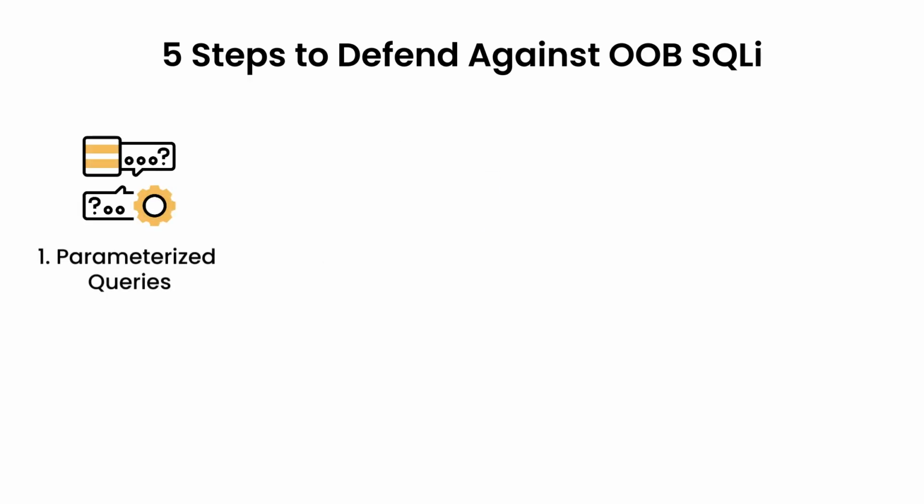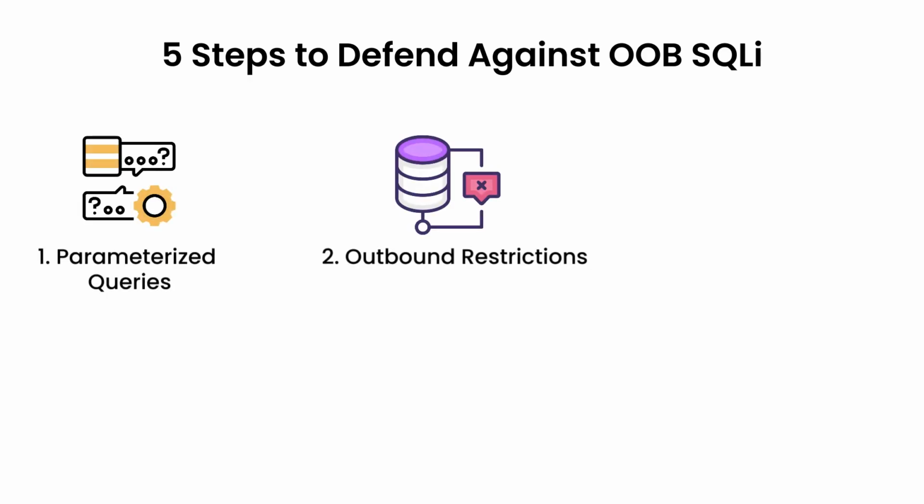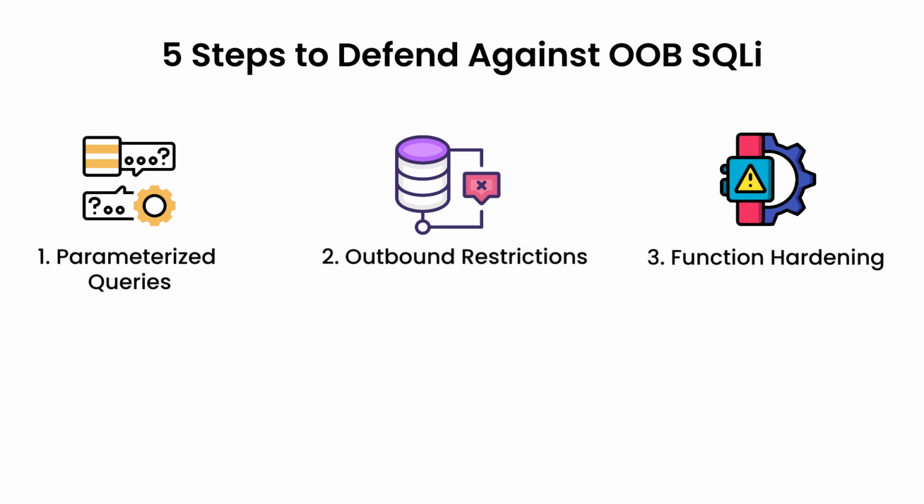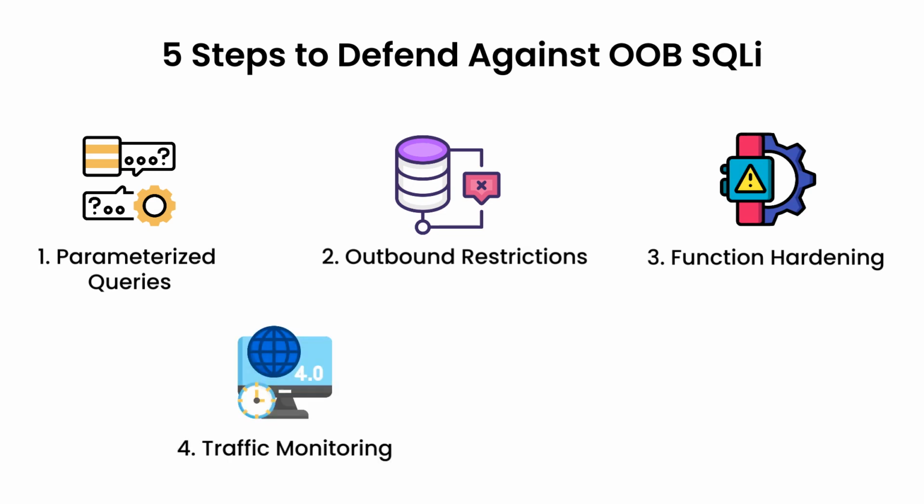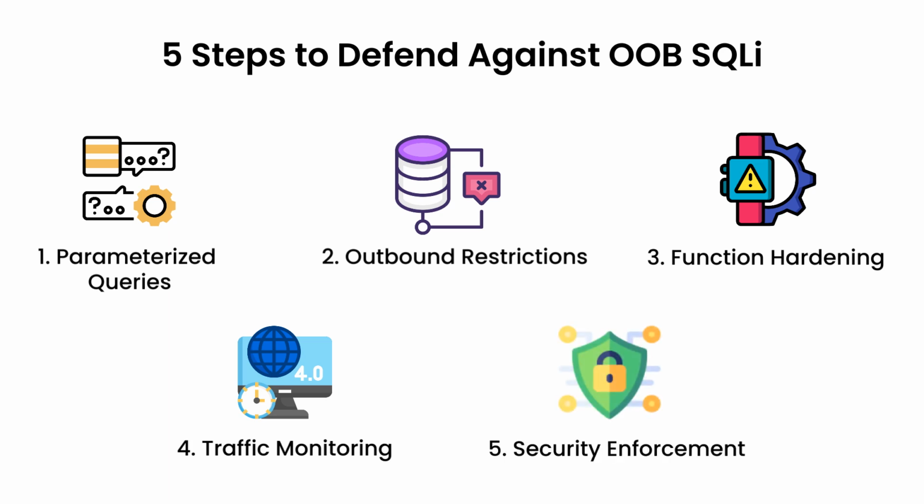To defend against out-of-band SQL injection, use parameterized queries, restrict outbound connections from the database, disable risky functions, monitor DNS and HTTP activity, and deploy security tools that can detect and block covert exfiltration.